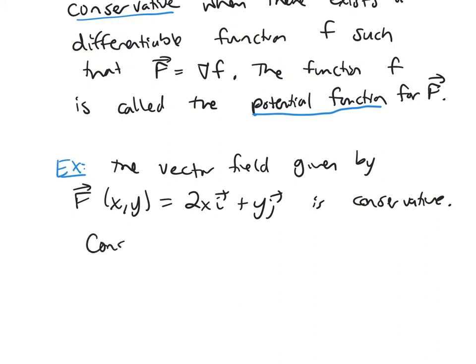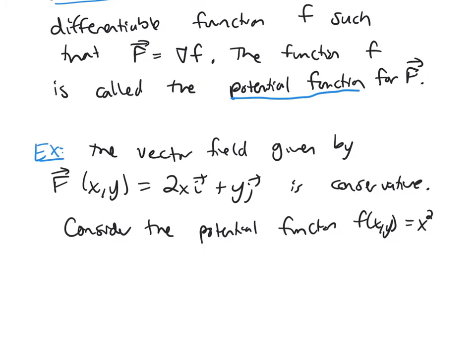So consider the potential function f of xy equals x squared plus 1/2 y squared. Then if I look at the gradient of f, it'll be 2xi plus yj, which is equal to my vector field.